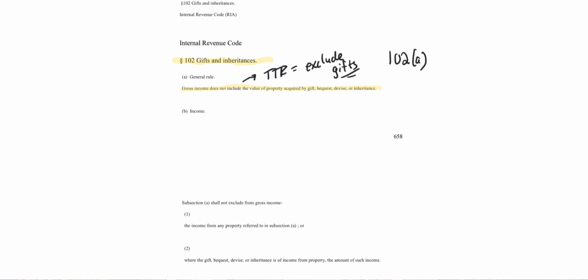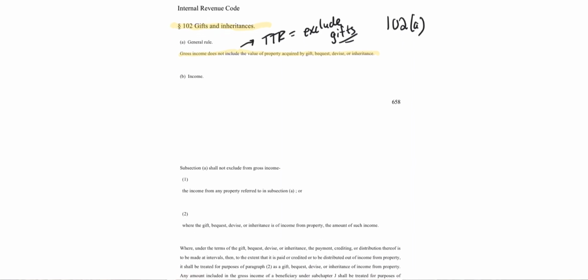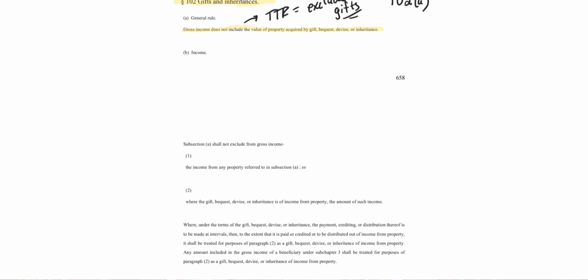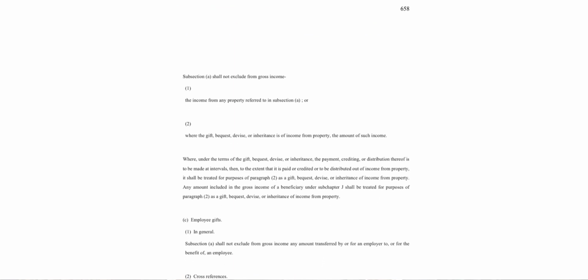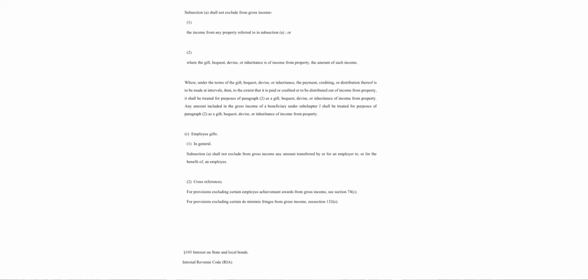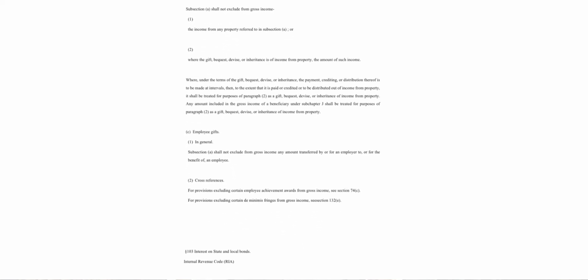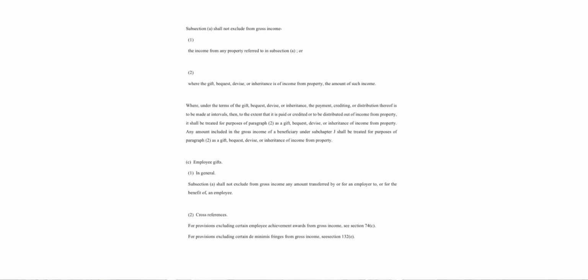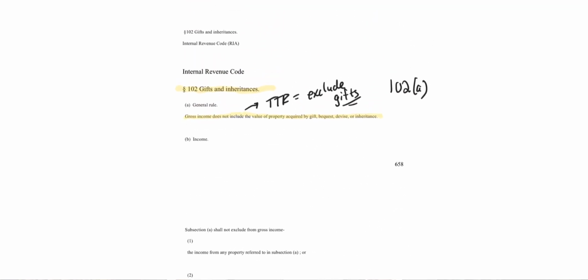Now we can read through just to be careful, be cautious. B, income. Subsection B shall not exclude from gross income the income from any property. Well, she's not receiving any income. She's receiving the property outright. So subsection B does not apply, if you continue reading. And then employee gift, subsection C, this is not an employee relationship. Nothing about the facts says it's an employee. So right there, we've got section 102, and that's what you would cite to say that the receipt of this item would be excluded from gross income.